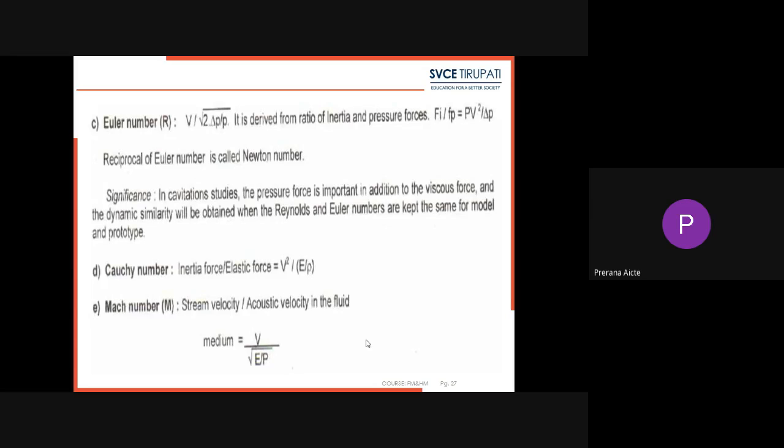The next number is Cauchy number. Cauchy number is the ratio of inertia to elastic force, and the equation is V squared by E by rho. Another number is Mach number. It is the ratio of inertia force to elastic force, so we can write it as stream velocity by acoustic velocity in the field. We can write the equation as V by square root of E by rho. So it is also the ratio of inertia force to elastic force.